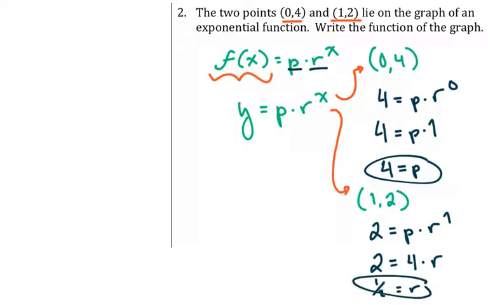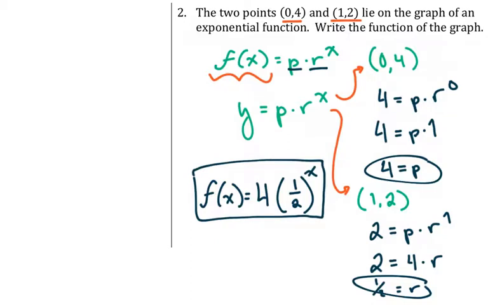Whoop, a little crossed out there, but that's all right because we're going to write our final function, p: 4 times, and I'm going to use the parentheses like we saw in number 1, 1/2 for r to the x, and that is our function for number 2.